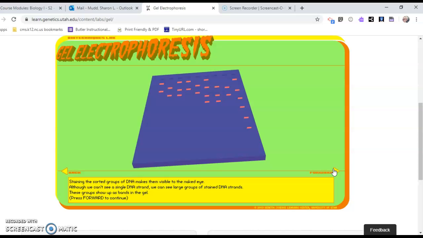Staining the sorted groups of DNA makes them visible to the naked eye. We can't see a single DNA strand, but we can see large groups of stained DNA strands. So these groups show up as bands in the gels, and those are the ones that are colored in this reddish pinkish tint. Those are called bands.